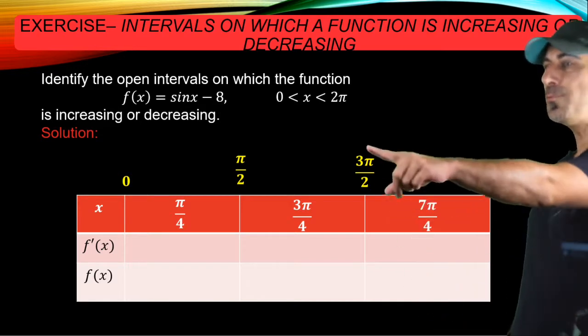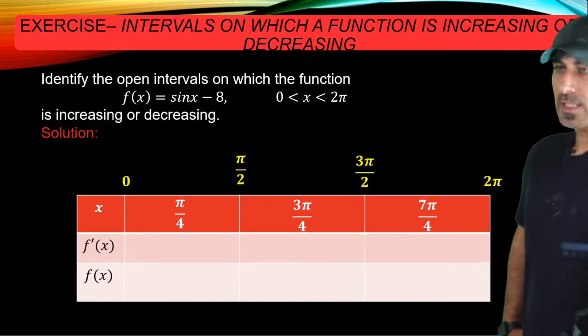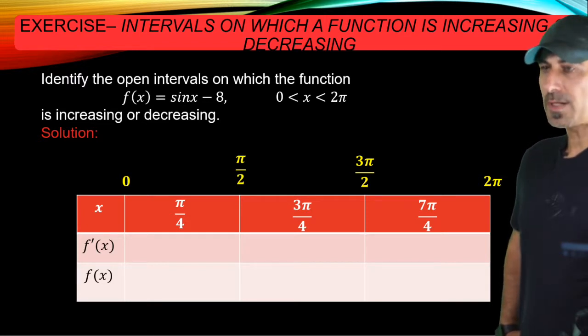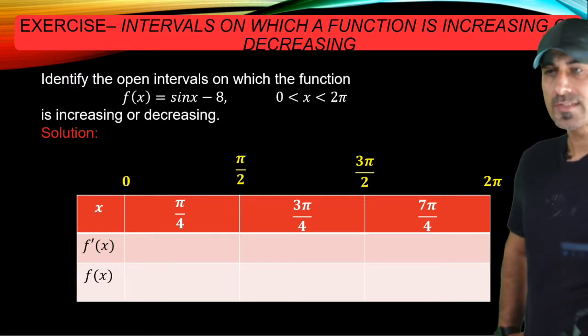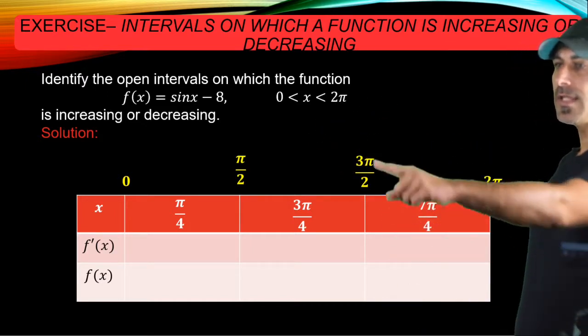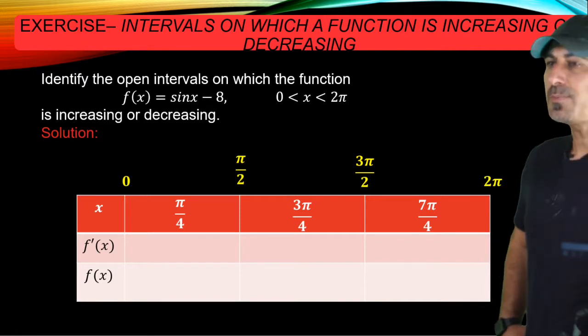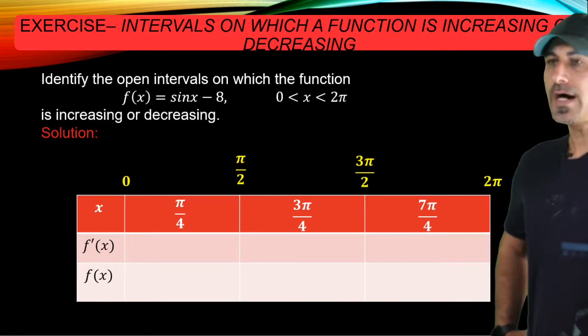And we got 2 points coming out of solving f prime is equal to 0. These are pi over 2 and 3 pi over 2. So now I have 3 subintervals. One subinterval is 0 to pi over 2. The next one is pi over 2 to 3 pi over 2. And the last one is 3 pi over 2 to 2 pi.